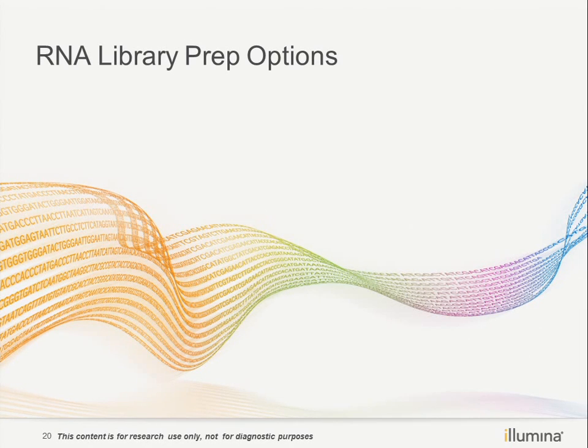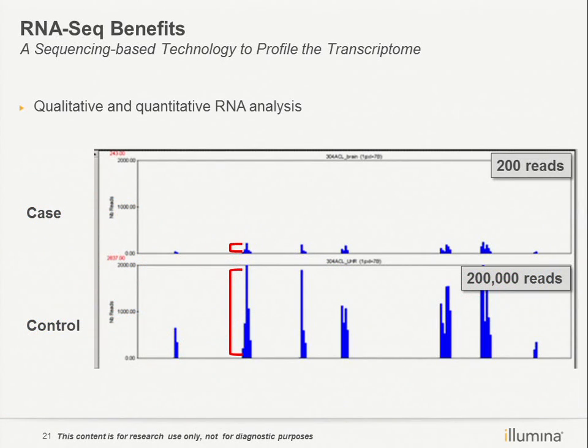So the RNA library prep. Firstly, RNA sequencing is becoming more and more popular these years because RNA sequencing has many advantages over the conventional methods, for example, PCR or microarray. Because RNA sequencing can provide you both qualitative and quantitative information.